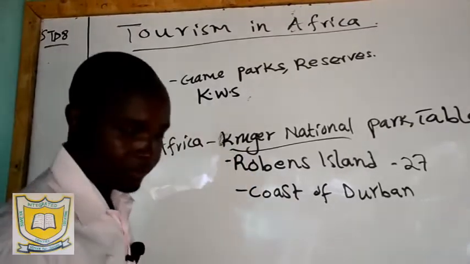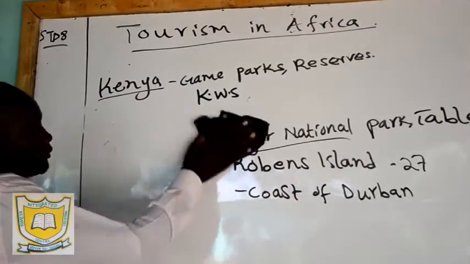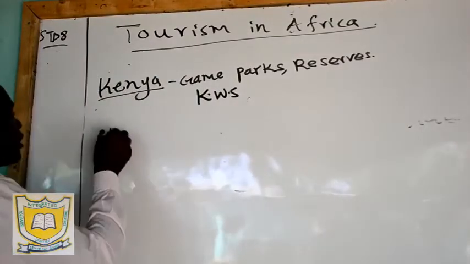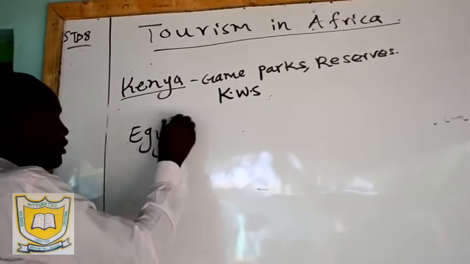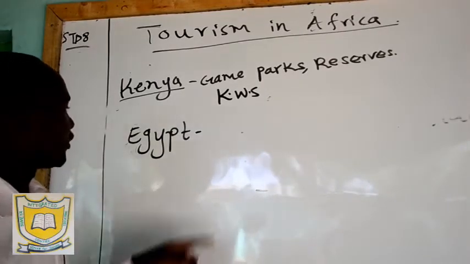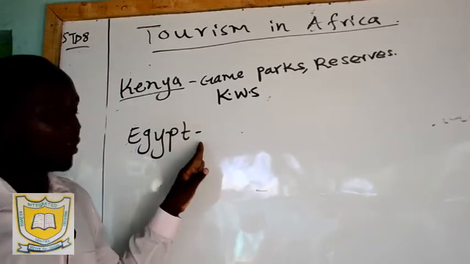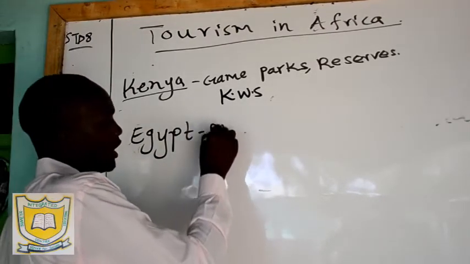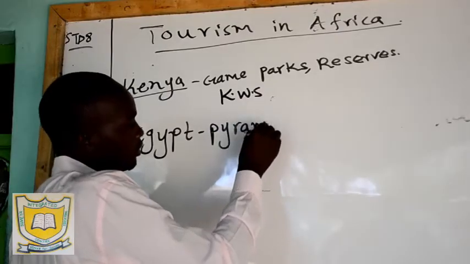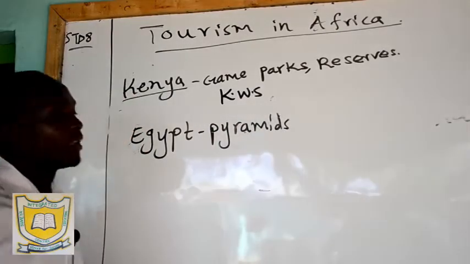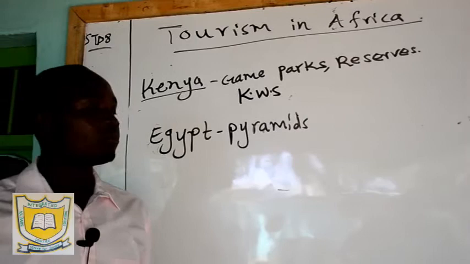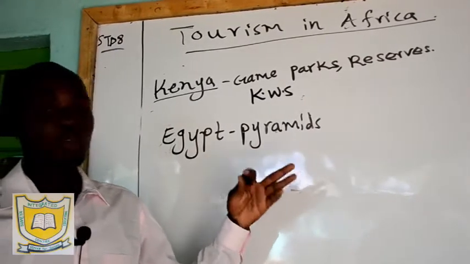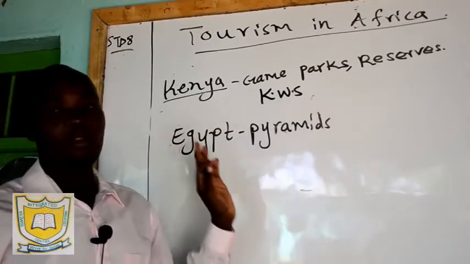Then we have Egypt. Egypt is an Arabic country found in North Africa. So just at North Africa, you'll find Egypt is there. One of the major tourist attractions in this area is what we call the pyramids. The pyramids were built by the Israelites a long time ago. You can read about them in historical books and religious books. You can know what happened about the building of the pyramids.